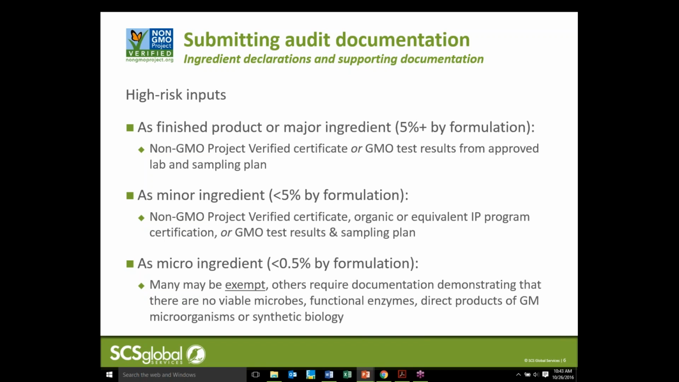And then we get to micro ingredients, which oftentimes are where GMO risk can occur, but these are ingredients that are relatively small, less than 0.5% by formulation of the finished product. The Non-GMO Project standard does build in some exemptions for these type of ingredients on a limited basis. So many may be exempt, others require documentation demonstrating that there are no viable microbes, no functional enzymes or direct products of GMO microorganisms or products of synthetic biology.